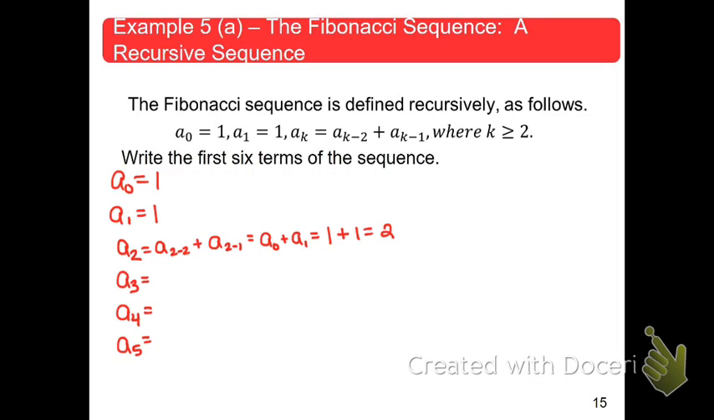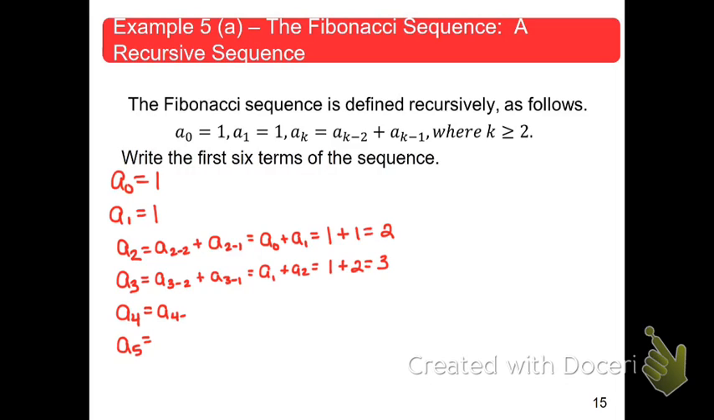And then a sub 3, we're going to do the same thing, but now k is 3. So a sub 3 minus 2 plus a sub 3 minus 1. So it's a sub 1 plus a sub 2. A sub 1 was 1, a sub 2 is 2, and 1 plus 2 is 3. And we're just going to keep going.